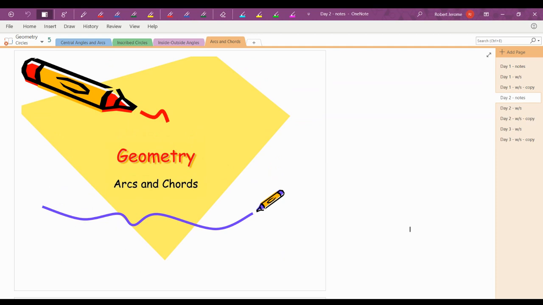1, if 2 chords are the same distance from the center, then they are congruent. 2, if 2 chords are congruent, then their arcs are congruent. And 3, if a diameter or part of a diameter is perpendicular to the chord, it bisects the chord and its arc. That's going to be a big focus for today.